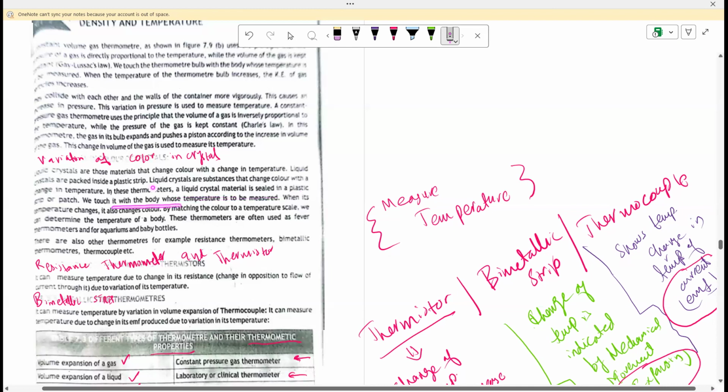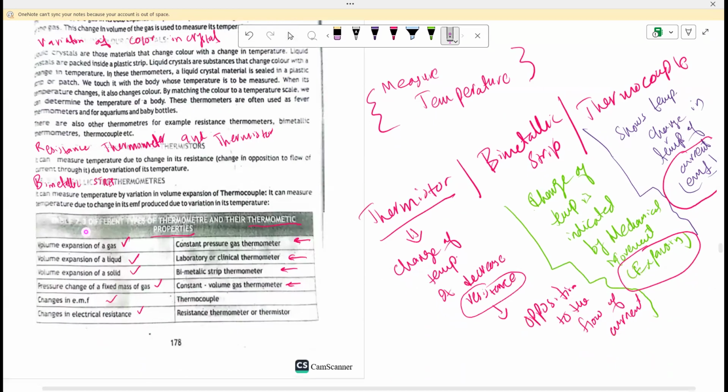We touch it with the body whose temperature is to be measured. When its temperature changes, it also changes color, matching the color to a temperature scale. जो मैंने आपको बताया कि calibrated colors होंगे, उससे हम identify करेंगे the change of temperature, वहां से हम अंदाजा लगा लेंगे क्या होगा. Resistance और वो बायोमेटालिक स्ट्रिप का मीनिंग मैंने आप लोगों को बता दिया है.